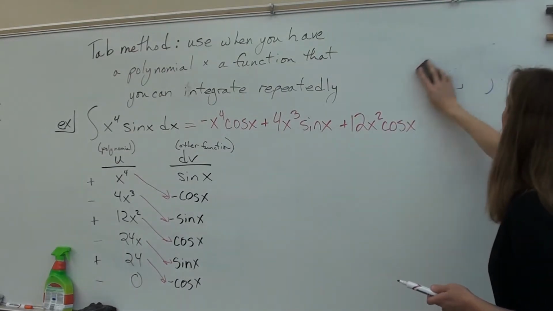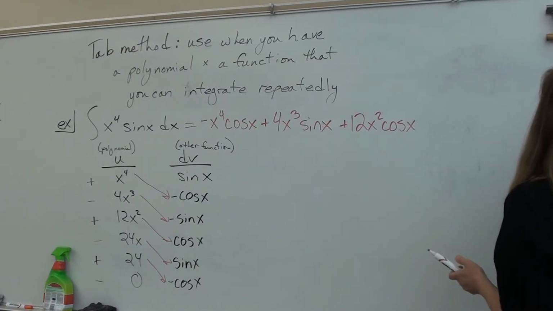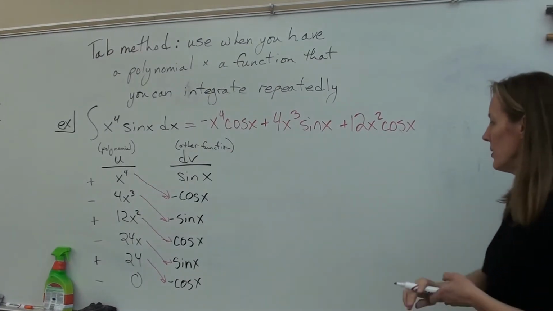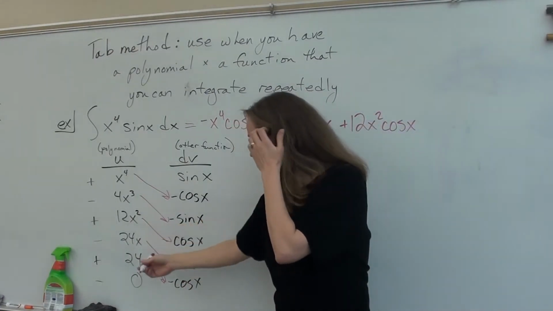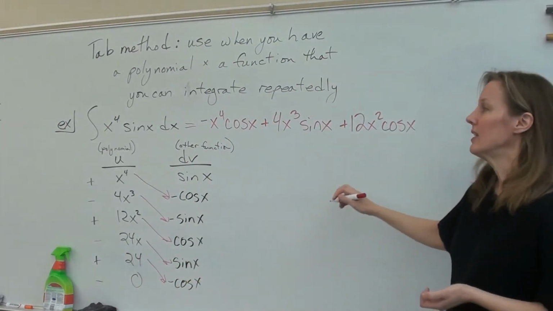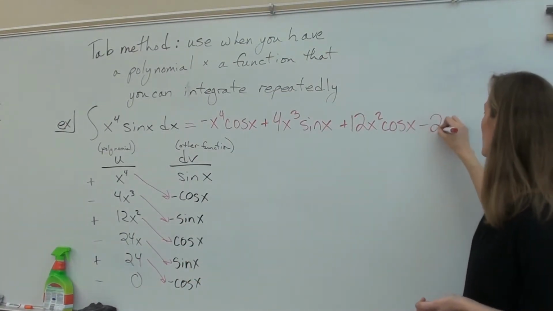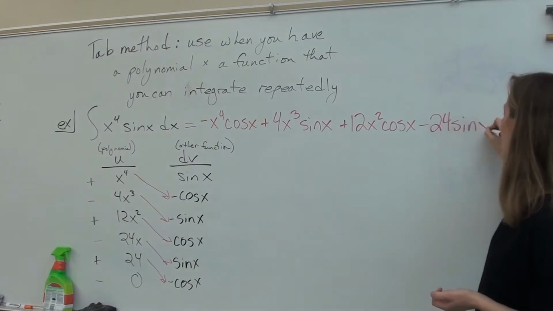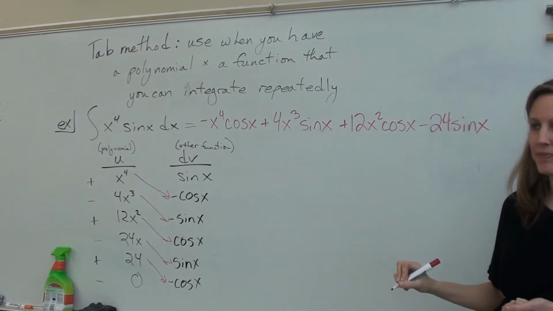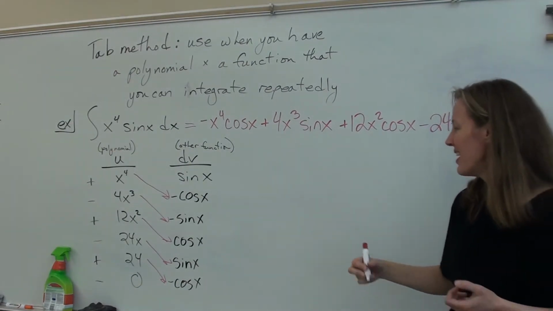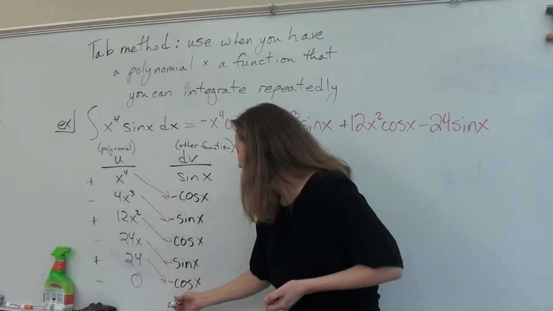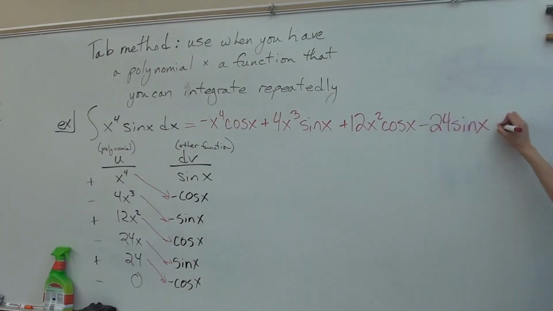Oh, God, you have to write all this down. Plus negative 24x times sine x is minus 24x sine x. And then plus 24 times negative cosine x is minus 24 cosine x.